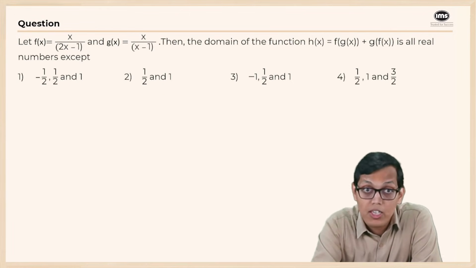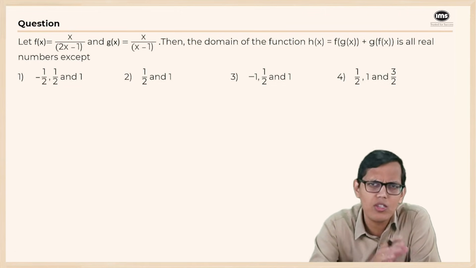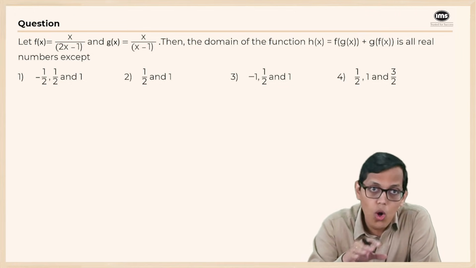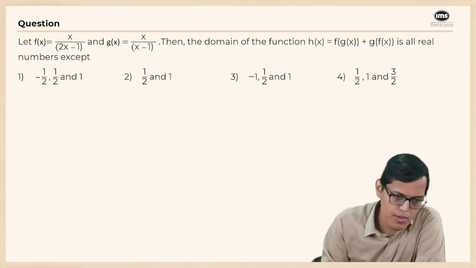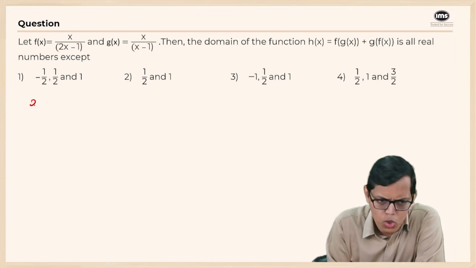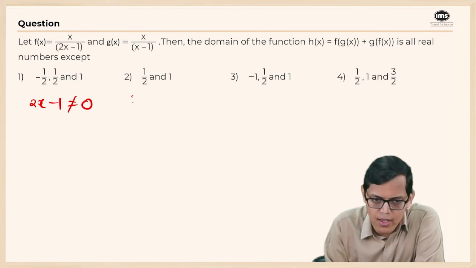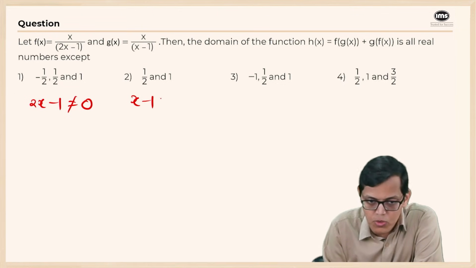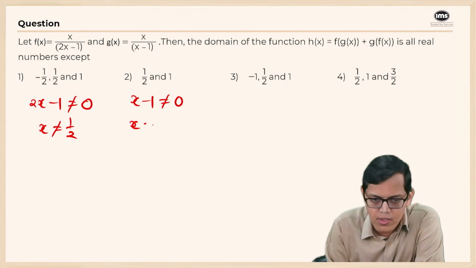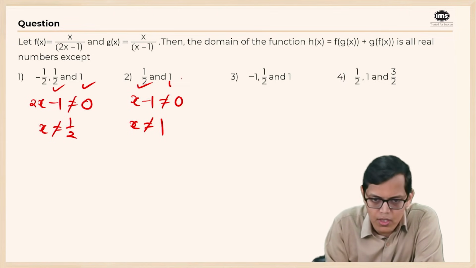Fx is equal to x divided by 2x minus 1. Gx is equal to x divided by x minus 1. Then the domain of the function hx, which is equal to f of g of x plus g of f of x, is all real numbers except, we have options. We'll use common sense first. A denominator cannot be allowed to be 0. So 2x minus 1, your denominator in case of fx, cannot be 0. Similarly, x minus 1, your denominator in case of gx, cannot be 0. That means x cannot be 1 by 2, x cannot be 1. We have got this much of clarity. And we see 1 by 2 and 1 everywhere.